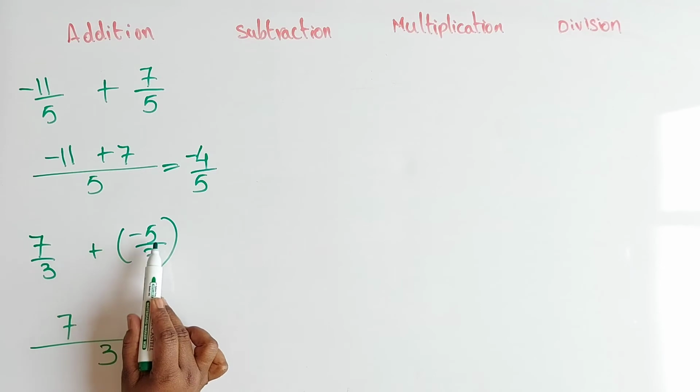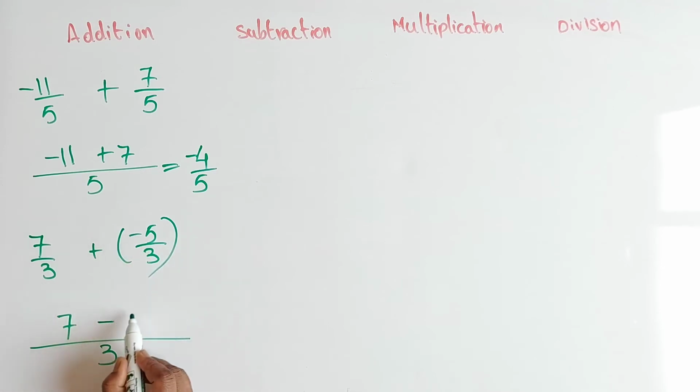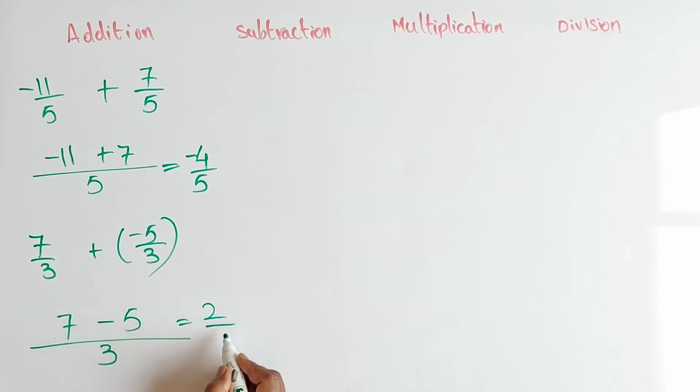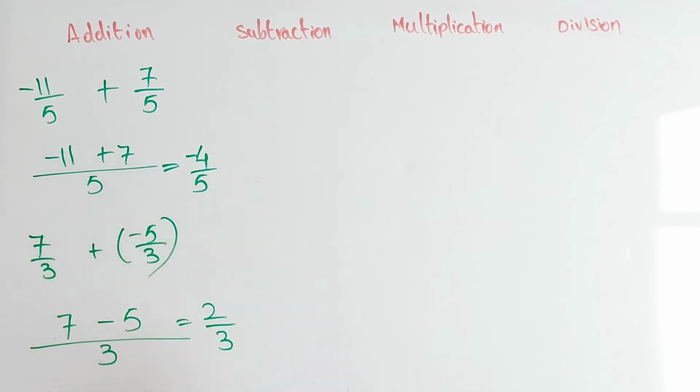That means plus of minus 5. We have already studied plus into minus. It is minus 5. Now see the answer. 7 minus 5 it is 2 and denominator is 3. 2 by 3 is the answer. Right, children? This is the way how we do positive rational number and negative rational number additions.